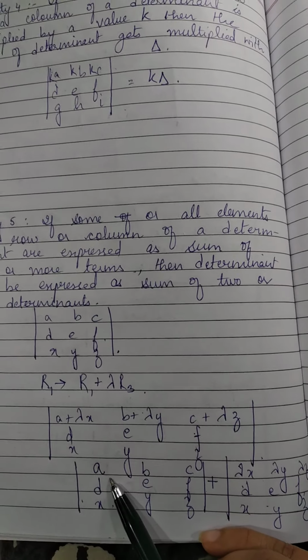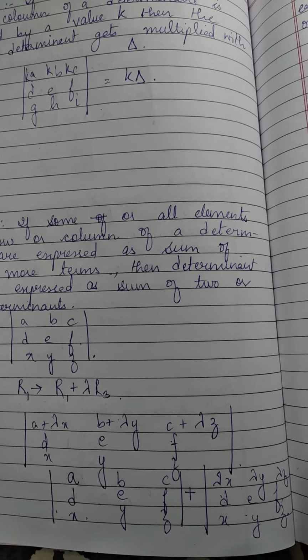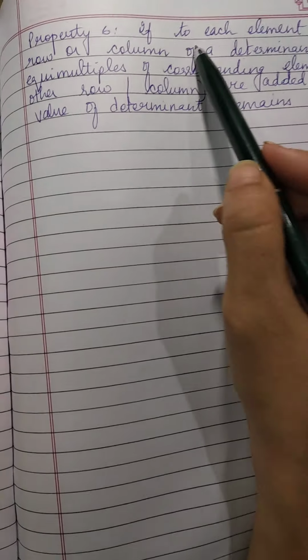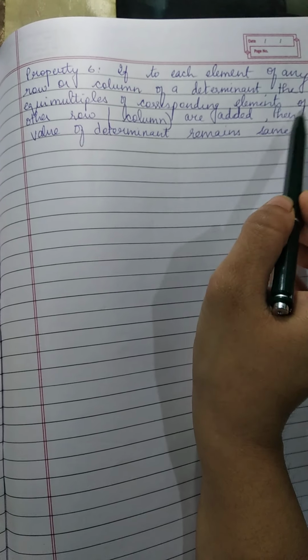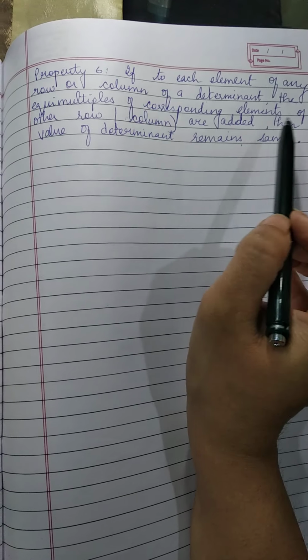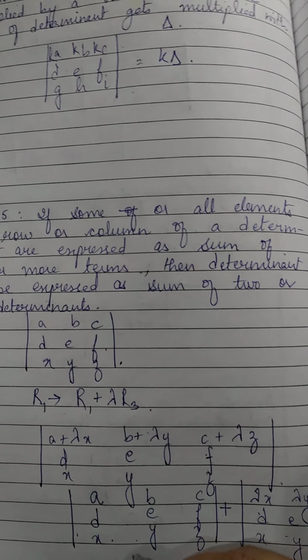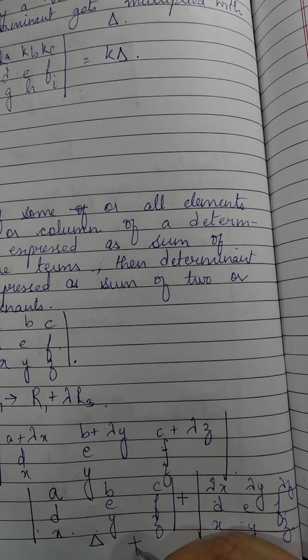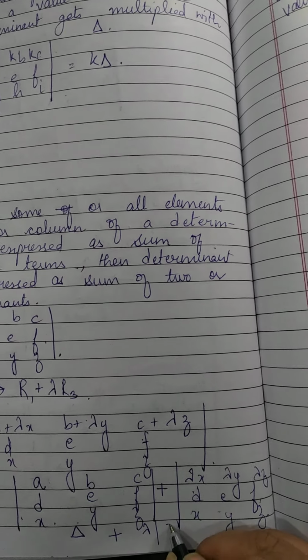Here also we have added two rows, elements of two particular rows, with a scalar multiplier. And here also they are talking about the same thing. If to each element of any row or column of a determinant, the equimultiples of corresponding elements of other row are added, then the value of the determinant remains the same. So as you can see, the value of this determinant I can assume to be del plus lambda times, I take lambda as common. So what does this become?